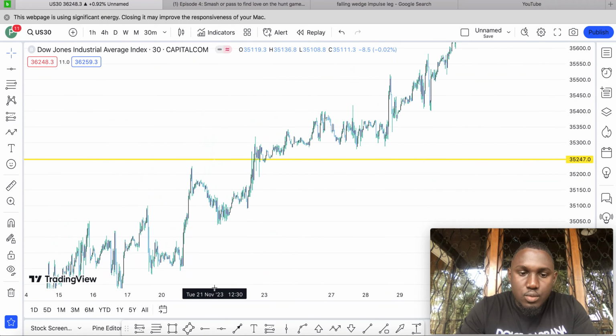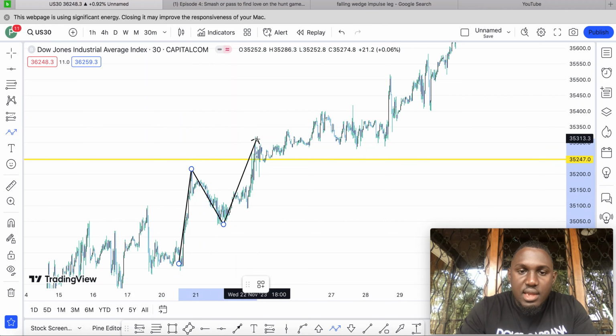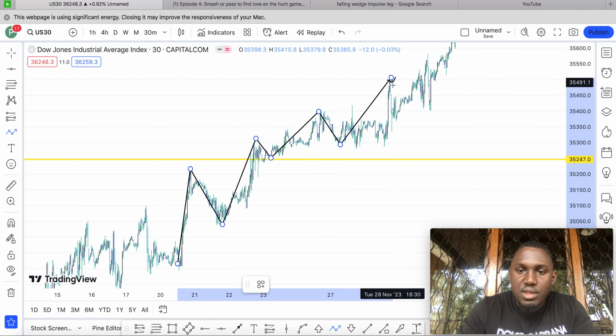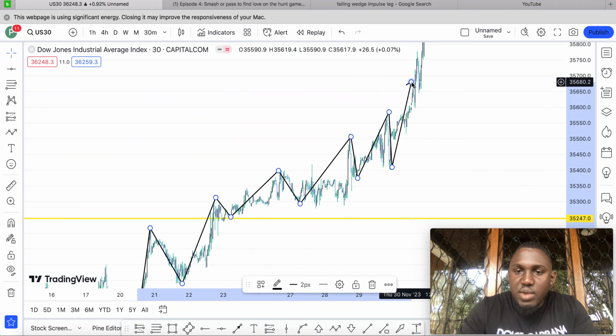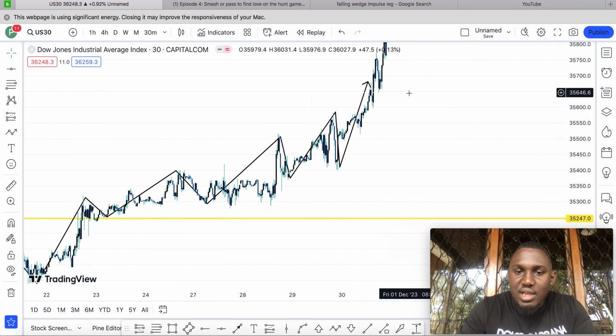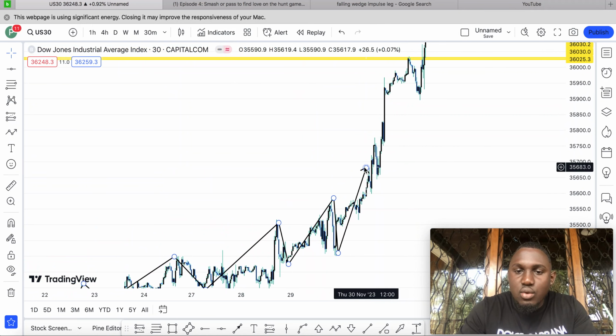So we'll start here. Price made a high, made a low, made a high, made a low, made a high, made a low, made the next high, made the next low. Guys, can you see? Can you see how we're going? Even this market doesn't really look like a real trending market, but it's actually making the highs and the lows.